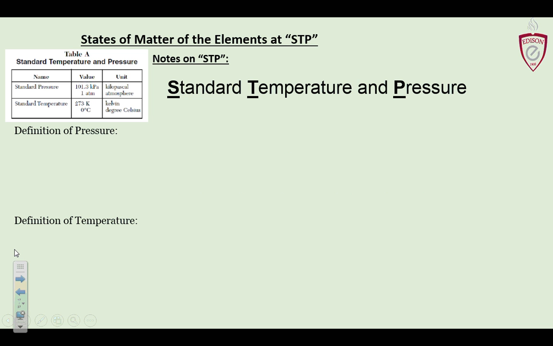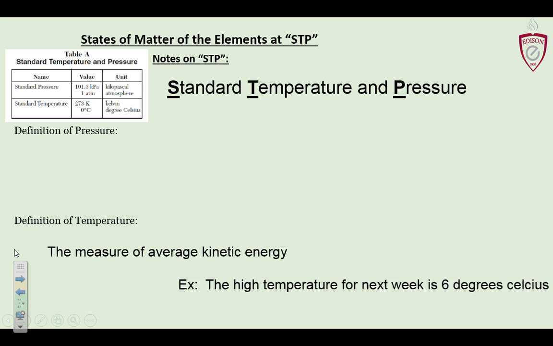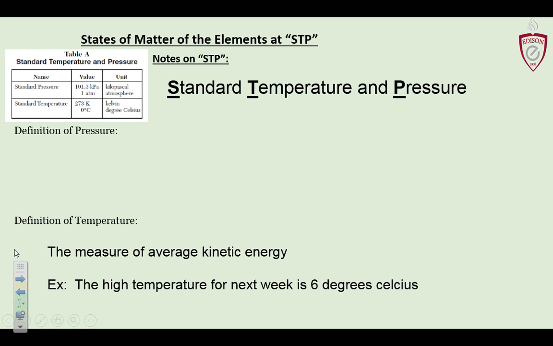So let's do temperature now. Temperature. Average kinetic energy. It's a measurement of it. And so we're talking about a high temperature the next week of 6 degrees Celsius. So that's the average kinetic energy of the air. Is there a better definition from earth science for temperature that you use? Because this is our chemistry and physics definition.